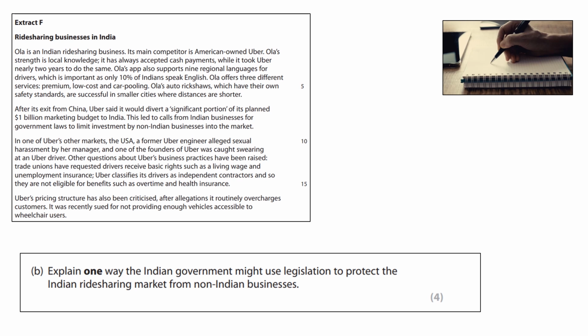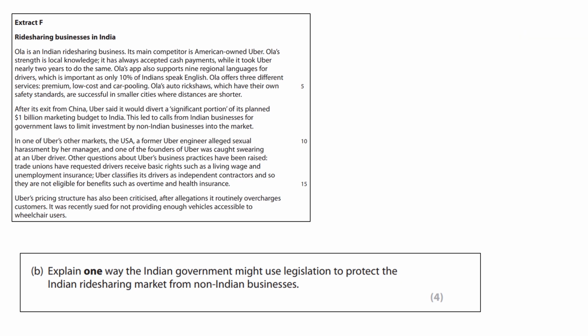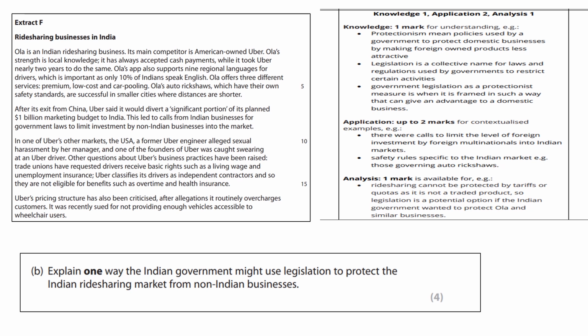You can pause the video and give this tricky question a go. Let's take a look at the mark scheme. So for knowledge and understanding, you might have defined protectionism, which means policies used by government to protect domestic businesses by making foreign-owned products less attractive, or legislation, which is a collective name for laws and regulations used by governments to restrict certain activities. Or it could be government legislation as a protectionist measure, when it's framed in such a way that can give an advantage to a domestic business.